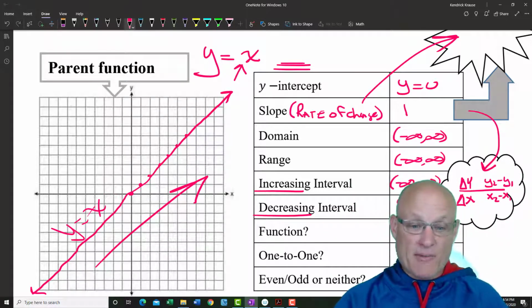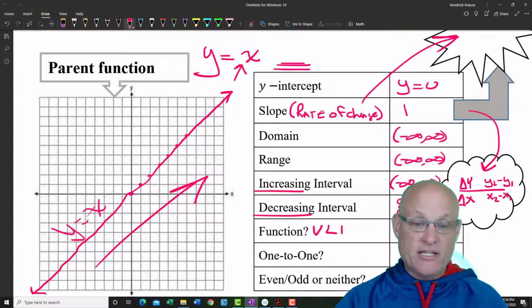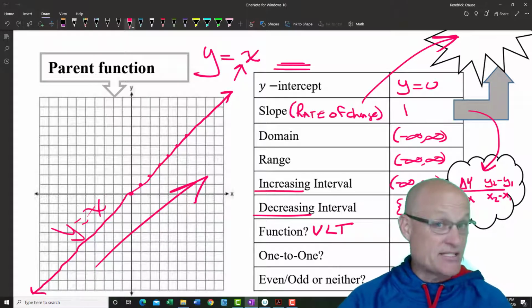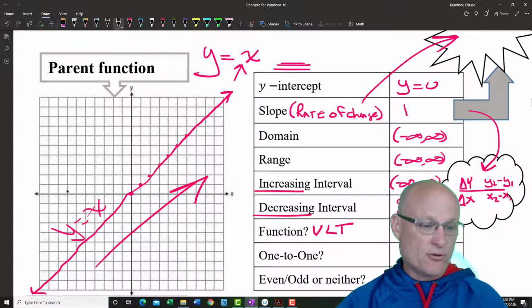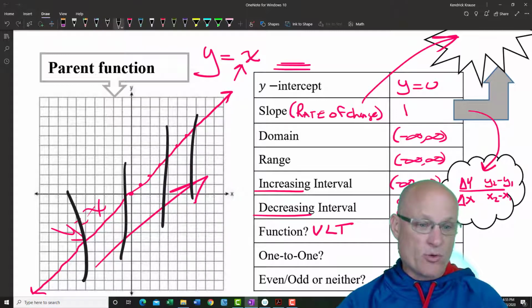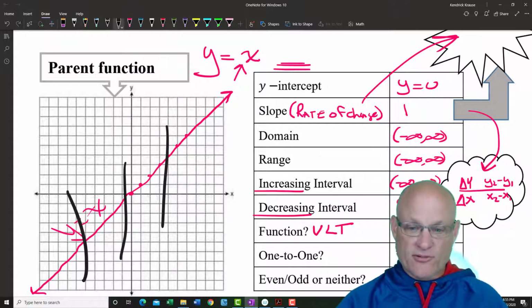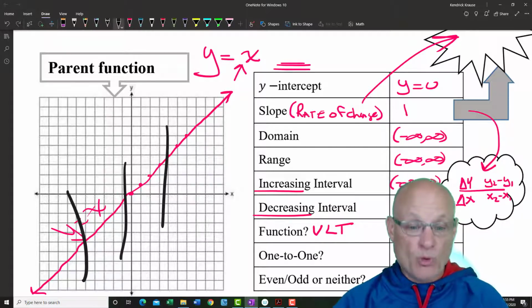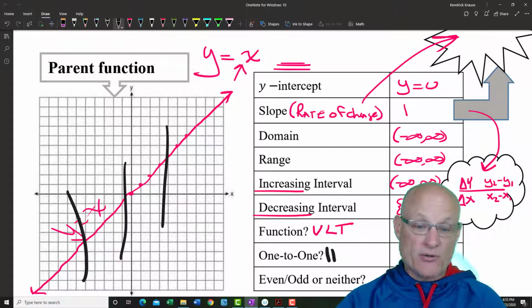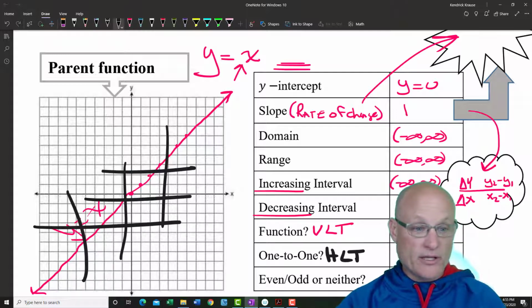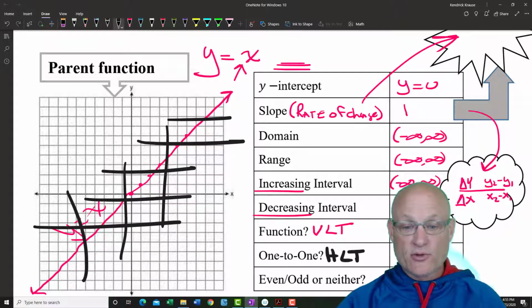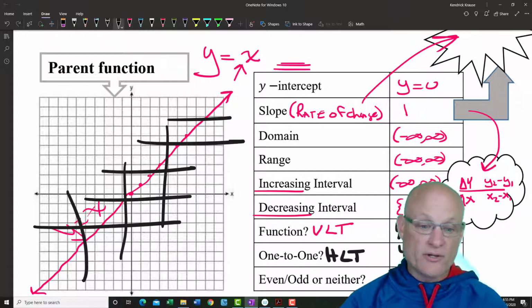Is it a function? Remember, we're going to use the VLT to tell if it's a function. Does it pass the vertical line test? So long as you can draw a vertical line through and never hit it more than once. It is a function. Is it a one-to-one function? When we talk about one-to-one functions, we now want to use the horizontal line test. Does it hit only once when you draw a horizontal line? Yes. So it is also a one-to-one function.